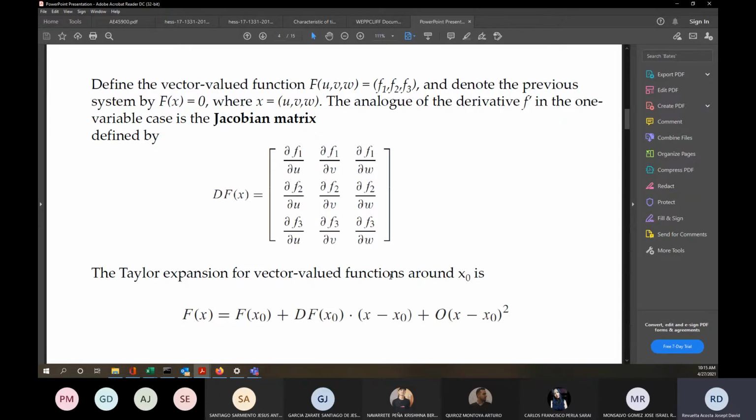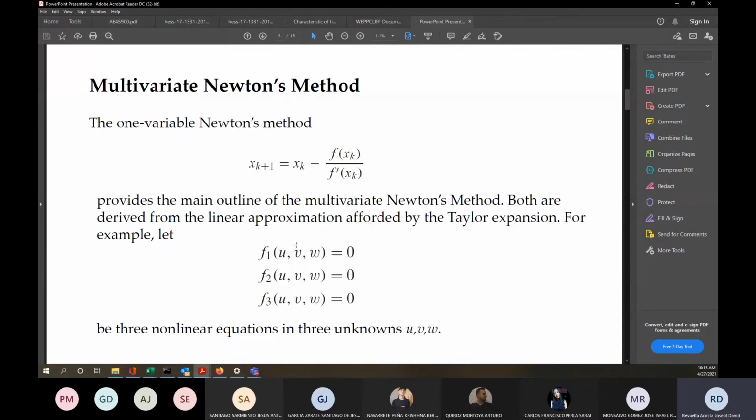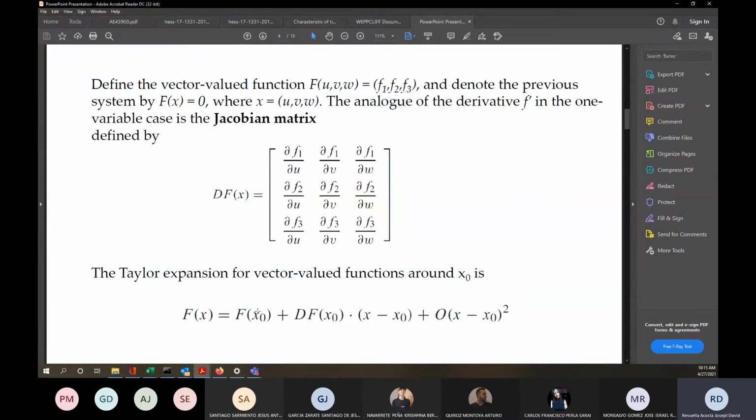So the Taylor expansion for vector value functions around x0, as we did it for the Newton method, remember, is actually the same thing. So f(x) is equal to f(x0), plus, in this case, we don't have the derivative, but we have the Jacobian evaluated at x0, the initial value, times x minus the initial value, plus, in this case, a function O that includes a second degree term. This is actually the third term of the Taylor expansion. It sounds like it's going to be more difficult, but it won't be, because we are going to linearize this expression.